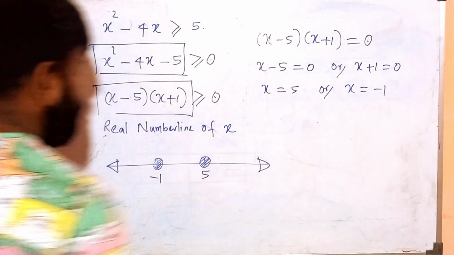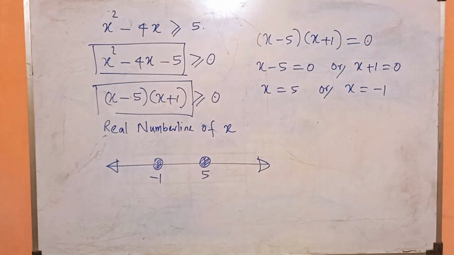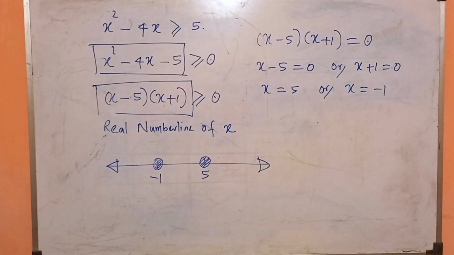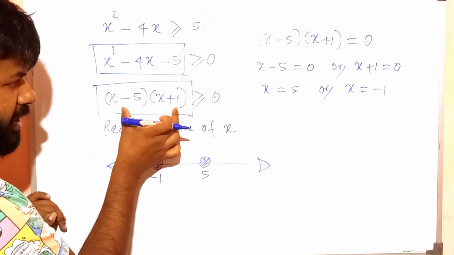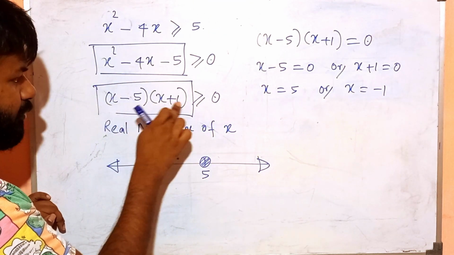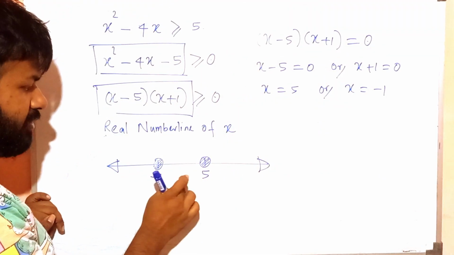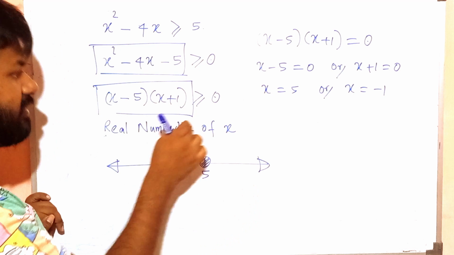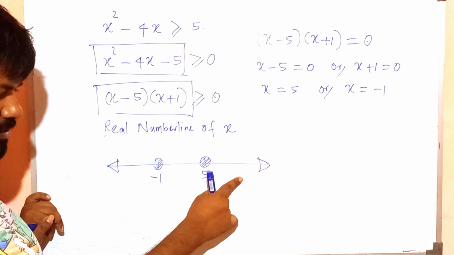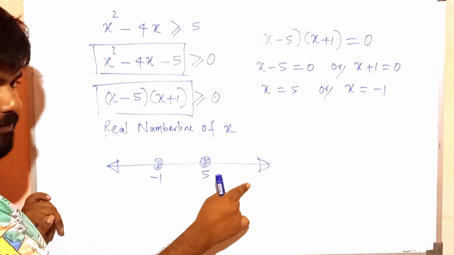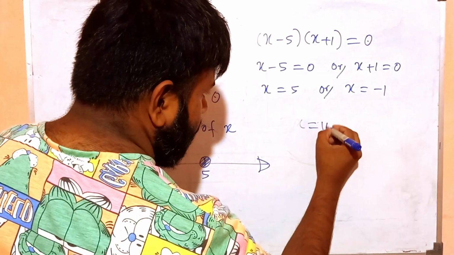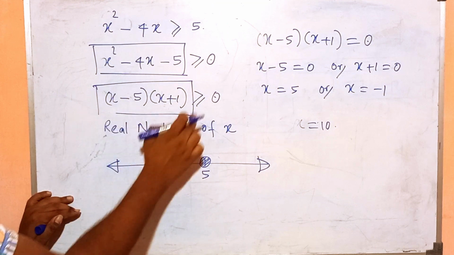Now we have to check the regions where this inequality is greater than or equal to 0. After factorizing this, you have to check the sign of the expression (x minus 5) into (x plus 1). We have to see in these intervals whether this expression is positive or negative. First of all, take this range. Consider a value which is greater than 5. Think of a number. Let's say 10. So when x is equal to 10, what about this?